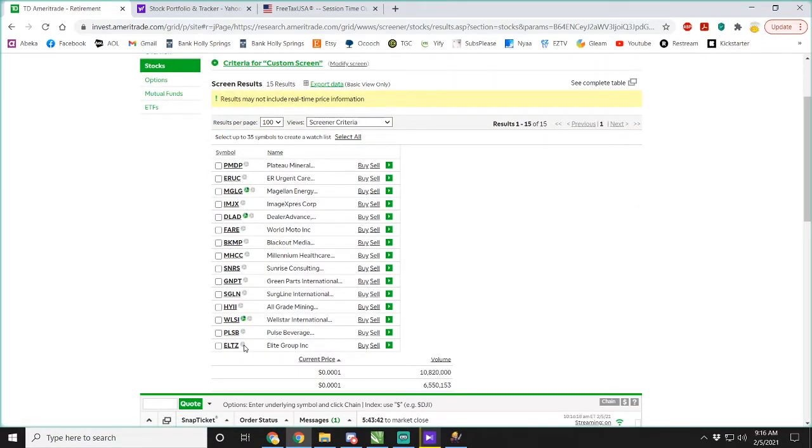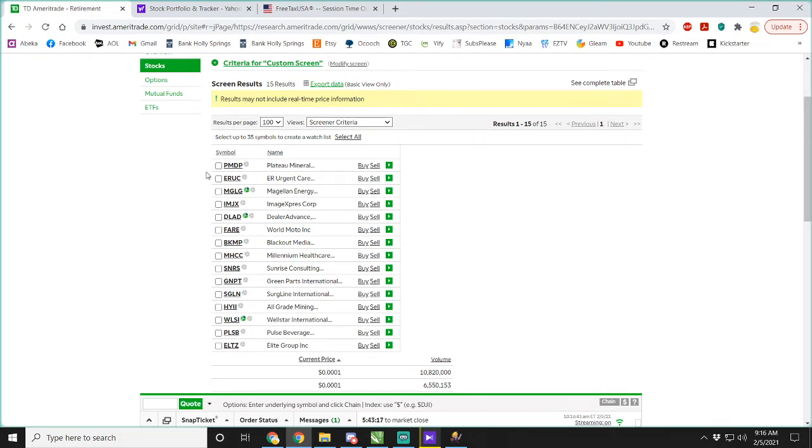As you can see, there are several here that are already in my watch lists. And if you don't know what these little symbols mean, if they're grayed out, it means you have them in a watch list. If there's a green one next to it, it means you actually have a position in that particular stock already.